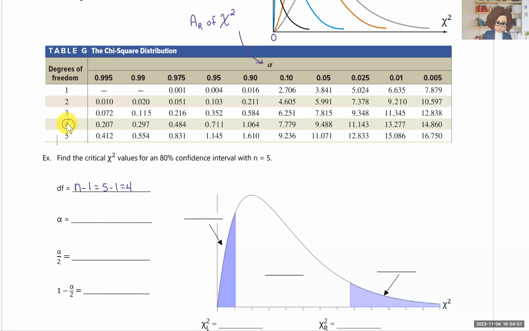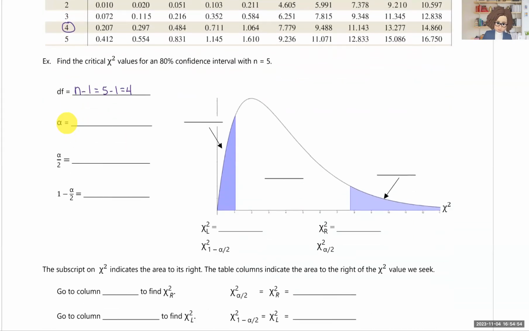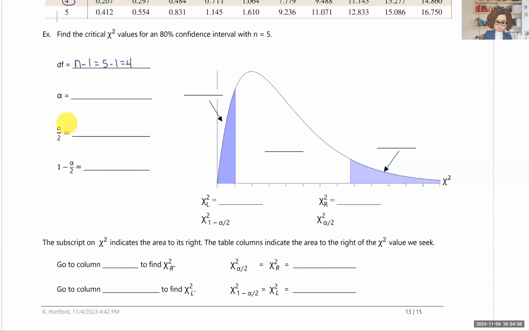Okay, and then next, let's just go to the graph here. So when we create the confidence interval, we're still going to try to separate the graph into 3 areas. So that area that's unshaded will be our 80%, 0.80. And then we're going to go through the same process we did when we looked for z alpha over 2. So we're going to find the areas alpha over 2 on each side of that unshaded area.